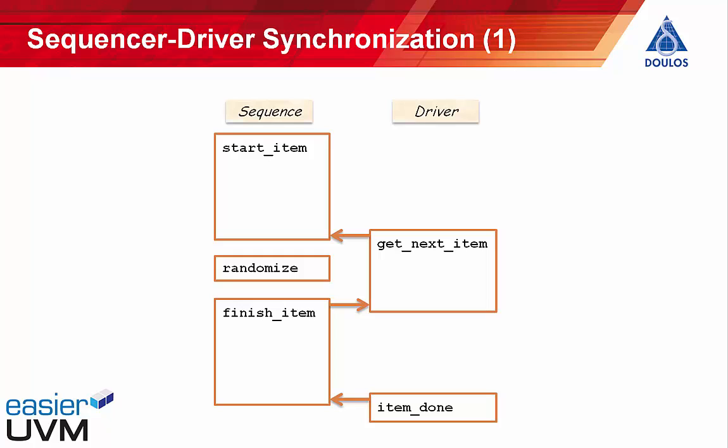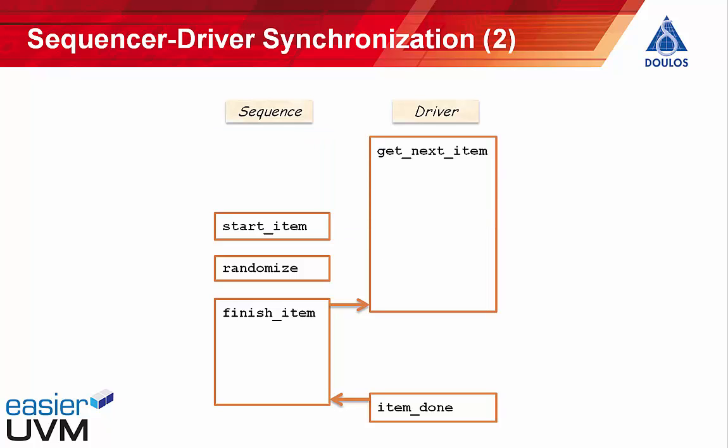We get a very, very slightly different course of events if the driver calls getNextItem first, and we'll look at that next. So suppose the driver starts by calling getNextItem and the sequence isn't ready yet. Well, getNextItem will simply block until the sequence is ready. So getNextItem actually remains blocked until the call to finish item. When the sequence is ready, it will call startItem. StartItem will see that the driver's ready, so it will return immediately. The sequence can then randomise the transaction and call finishItem, and finishItem sends the transaction off to the driver, and then things proceed as they did on the previous slide.